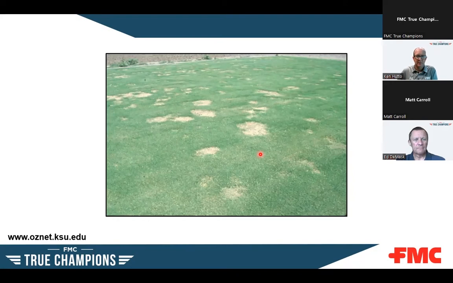And from a preventative standpoint, fungicides need to be applied there. And then the symptoms show up in the spring as dead spots. So, spring dead spot. So you need to have those three key factors for you to see disease symptoms occur.